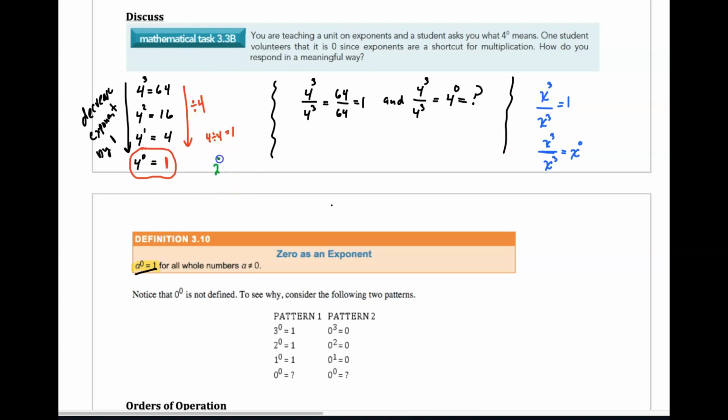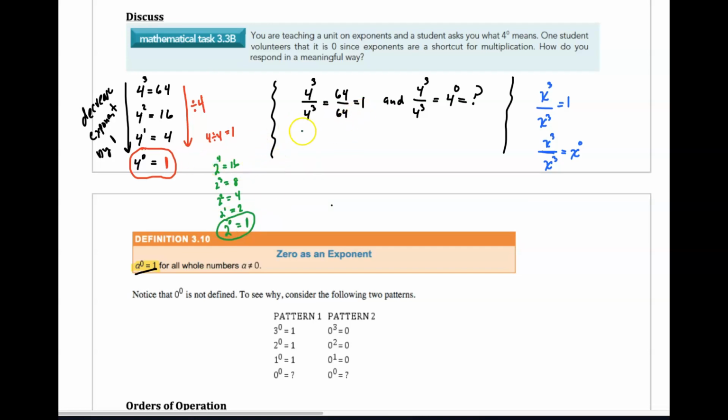So if you say 2 to the power of 4, that equals 16. 2 cubed equals 8. 2 squared equals 4. 2 to the power of 1 equals 2. Then from the pattern, you would say it's dividing by 2. You would say it's 1. So now 2 to the power of 0 seems reasonable to say it equals 1.